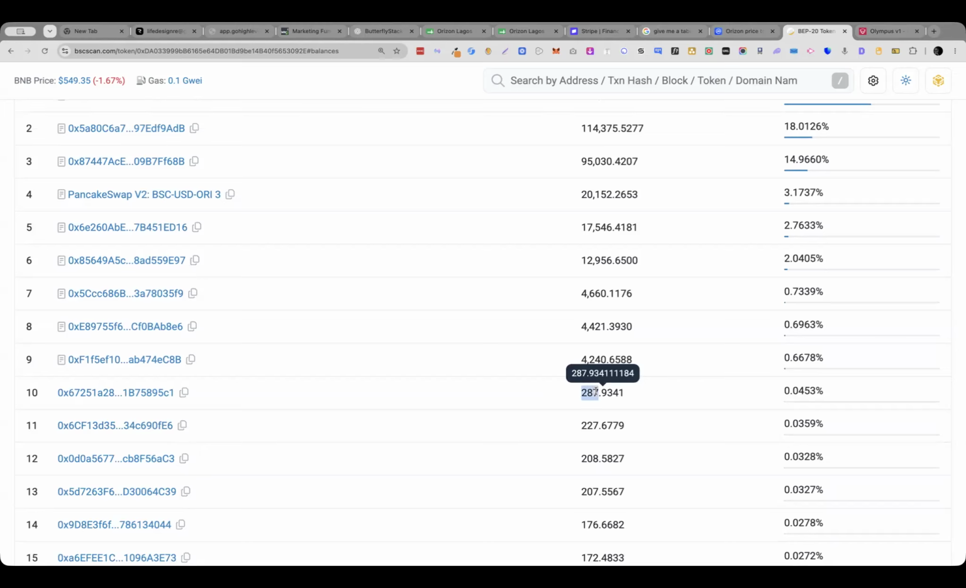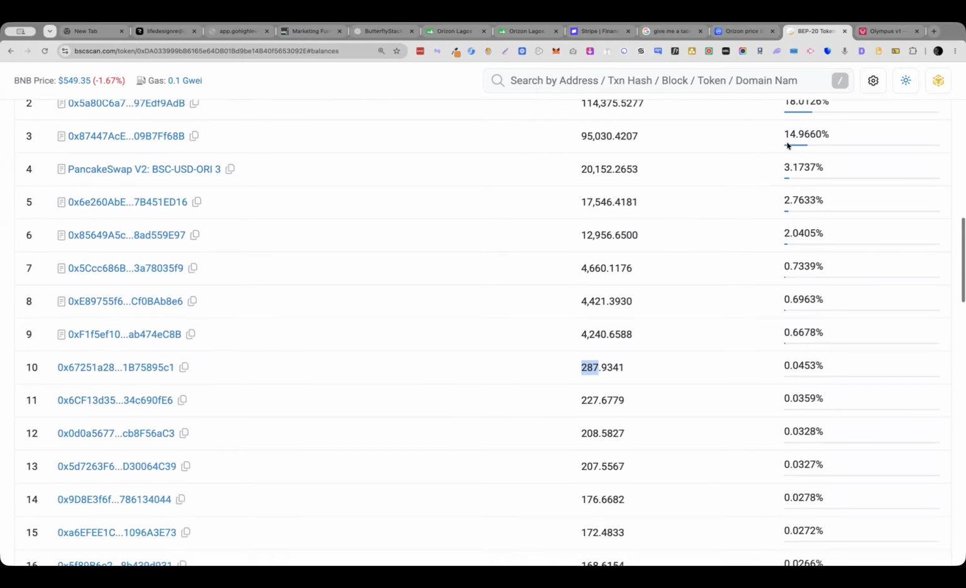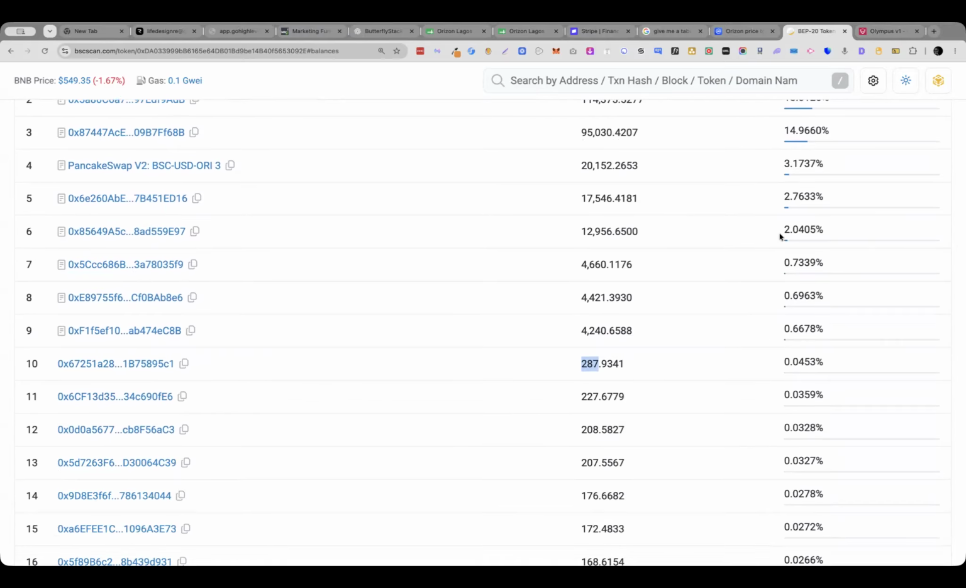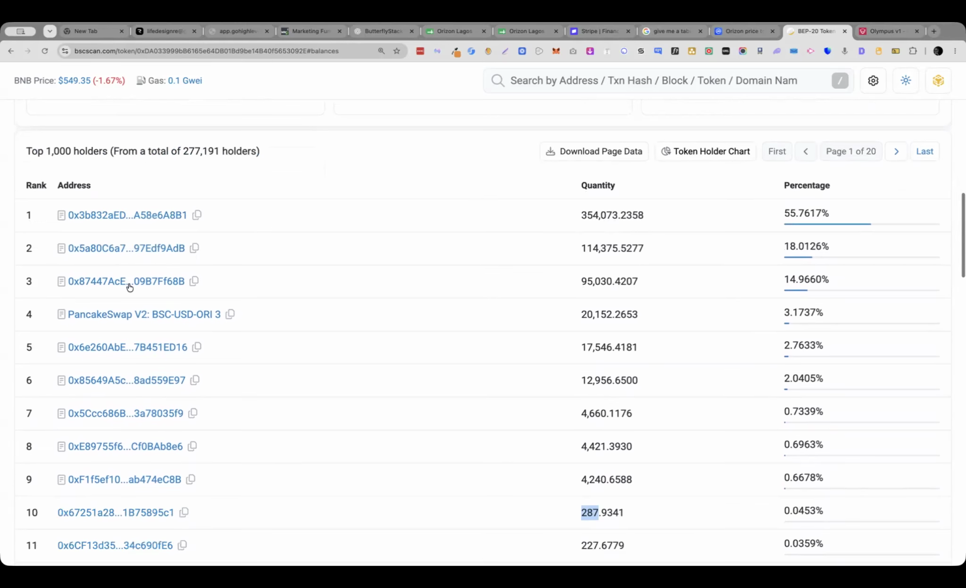287 units, 0.0453. Okay. If it takes this money out immediately right now, it will not shake the project, as you can see. Why will it not shake the project? Because over 99, in fact, 99% of the money right now, 95% is all in the treasury. As you can see, all of these contracts are in the treasury.